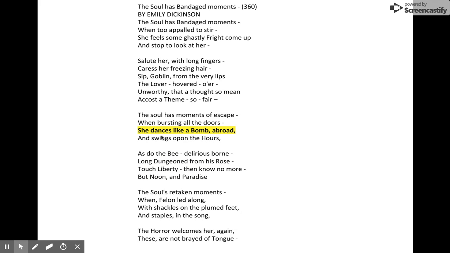So this is an example of consonants. So the repeated B sound in this line, listen for it. "She dances like a bomb abroad." Okay, so it's not at the beginning of both of the words, but the bomb abroad is really trying to emphasize the B sound, which kind of gives the feeling of the bomb exploding and being really loud and shattering and battering the environment. So a bomb abroad is an intentional use of consonants.